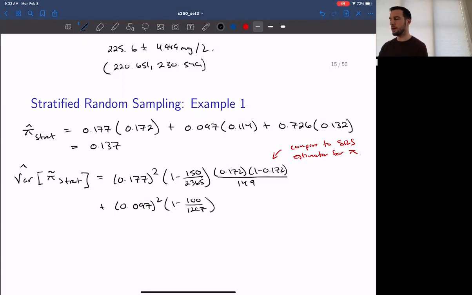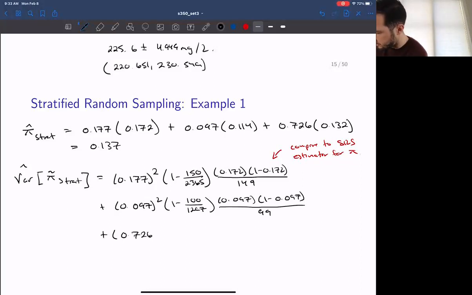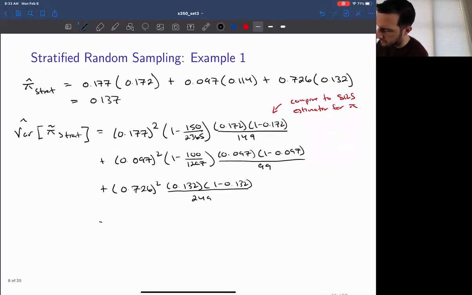Then in the second case, we're going to have the exact same calculation, except we're changing the proportion. So we'll have 0.097 times 1 minus 0.097, divided by 99. And then in the last case, we can ignore that FPC again. So we'll have 0.726 squared, and then 0.132 times 1 minus 0.132, divided by 249. Okay, and then I just need to work this out real quick.